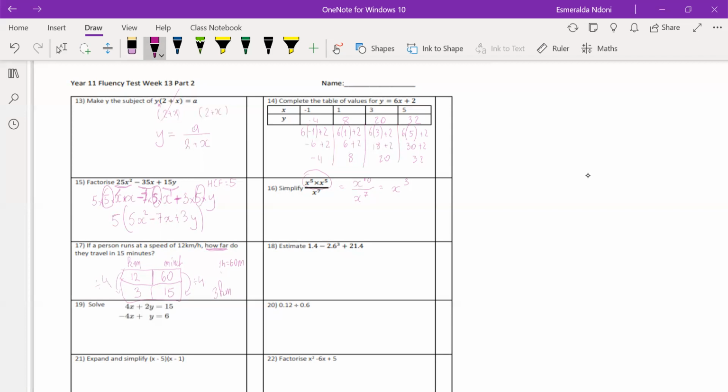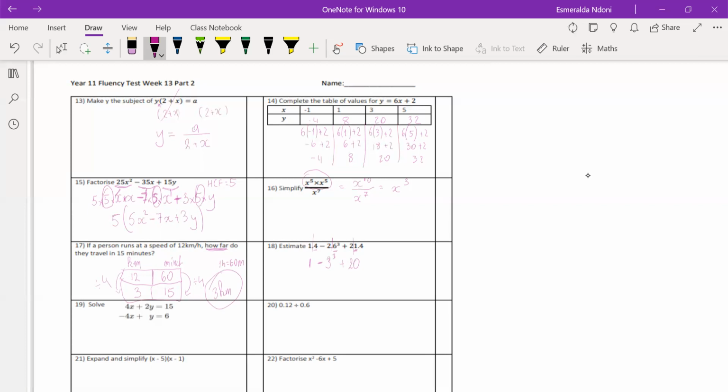Question 18. Estimate. Perfect. To estimate, we know we need to round to 1 SF. So 4 is too weak. It does not change the 1. Negative. Draw the line. 6, it's now too strong. The decider is too strong, so they'll change the 2 into a 3. This still is cubed. Plus 1 is too weak, and it will not change the 2. So it'll be a 20.